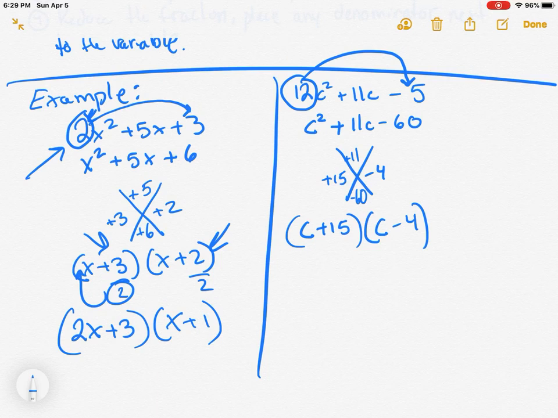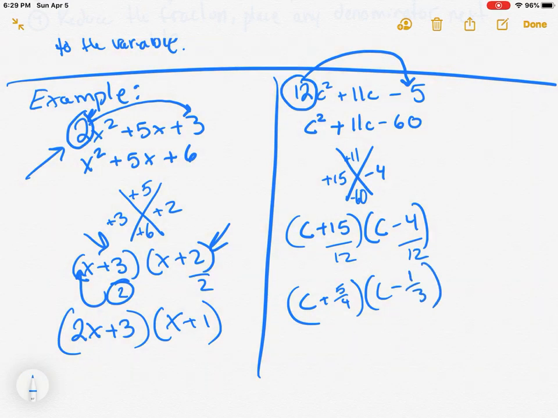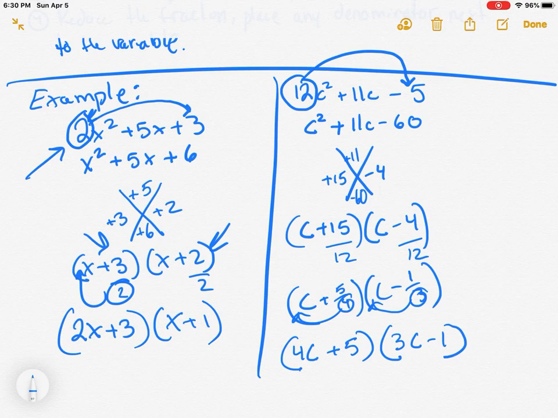He has to be brought back into the picture. So we divide each of these by 12. Before we divide, we need to simplify. Always simplify fractions. So we're left with C plus 5 over 4 and C minus 1/3. Okay, since the denominator cannot be divided equally into the numerator, we're going to take it and place it in front of the variable, leaving us with 4c plus 5 times 3c minus 1. Okay?